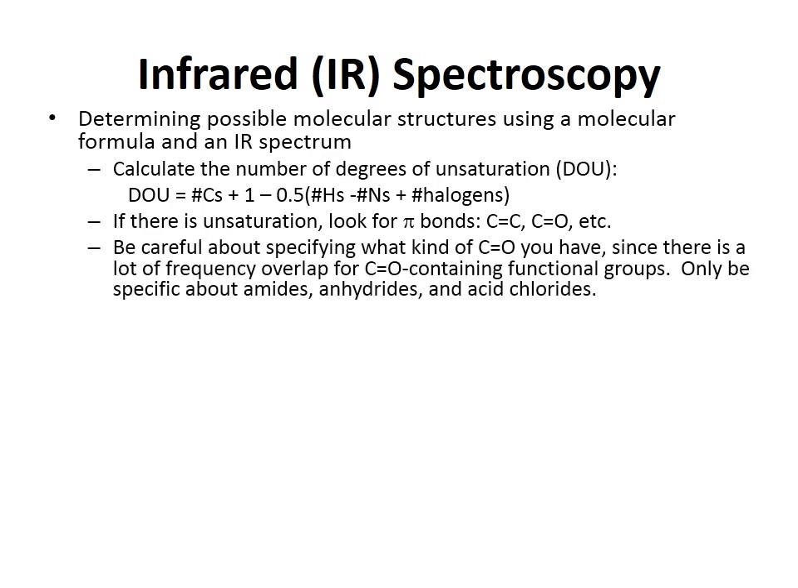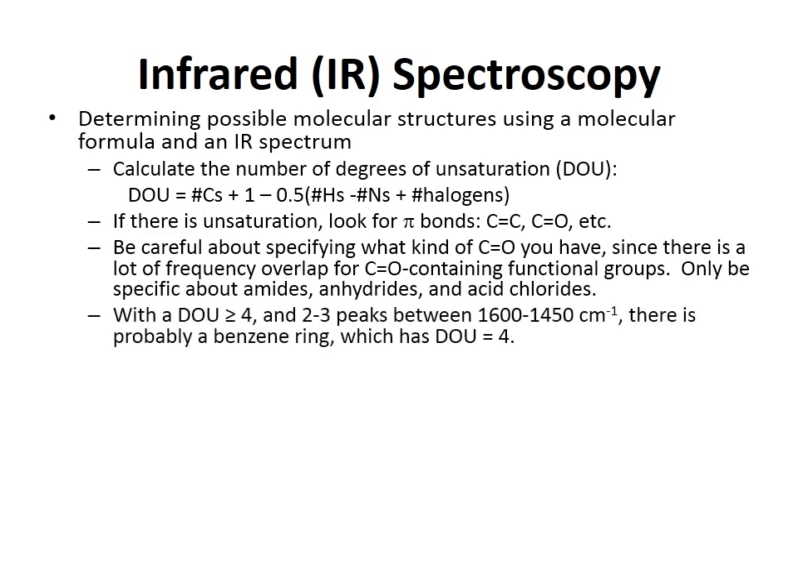Be careful about specifying what kind of C double bond O you have, since there is a lot of frequency overlap for C double bond O containing functional groups. Only be specific about amides, anhydrides, and acid chlorides. With a DOU greater than or equal to 4, and 2 to 3 peaks between 1600 to 1450 wave numbers, there's probably a benzene ring, which has a DOU equal to 4, because it has 3 pi bonds and a ring, with a total of 4 DOU.